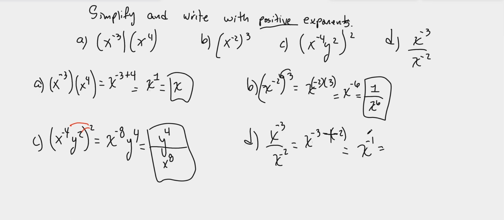But because we cannot have negative exponents, I'm going to send this to the denominator, and I am left with 1 divided by x to the power of 1, or just 1 divided by x.